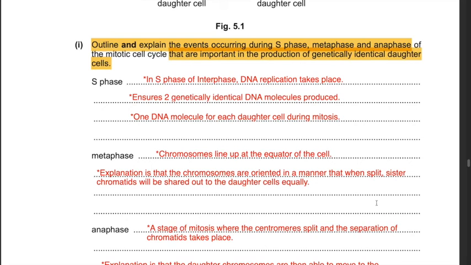First part. Outline and explain the events occurring during S phase, metaphase, and anaphase of the mitotic cell cycle that are important in the production of genetically identical daughter cells. In S phase is where DNA replication occurs. And DNA replication ensures 2 genetically identical DNA molecules are produced, 1 DNA molecule for each daughter cell during mitosis. Since you have to outline and explain the events, the outline is that in S phase of interphase, DNA replication occurs. The explanation for why it is important in the production of genetically identical daughter cells is it ensures 2 genetically identical DNA molecules are produced, 1 DNA molecule for each daughter cell during mitosis.